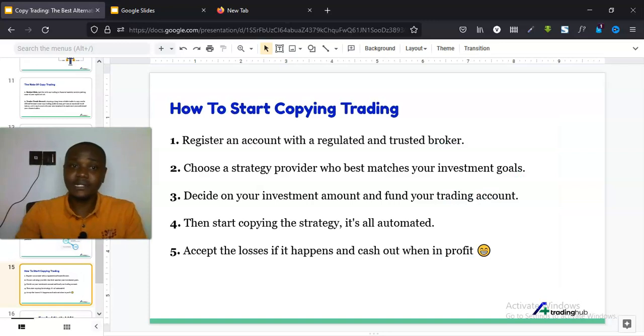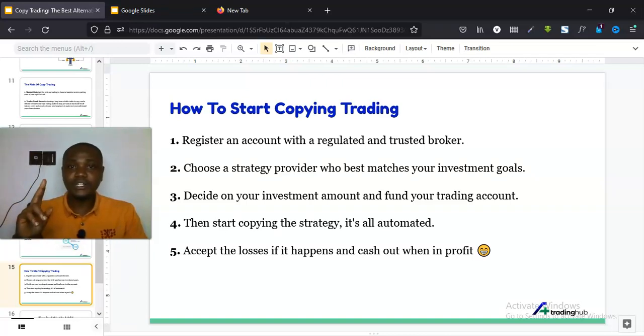Now, this is how you can easily start copy trading. To start copy trading, one, you need to register with a regulated and trusted, keyword, regulated and trusted broker. Don't fall for scams. Maybe in another video I'm going to talk more about how you can know a regulated and trusted broker to use for copy trading. So for how to start copy trading: one, register an account with a regulated and trusted broker.